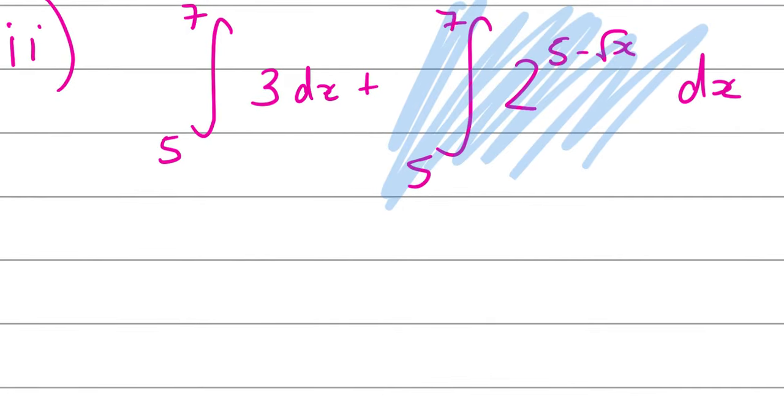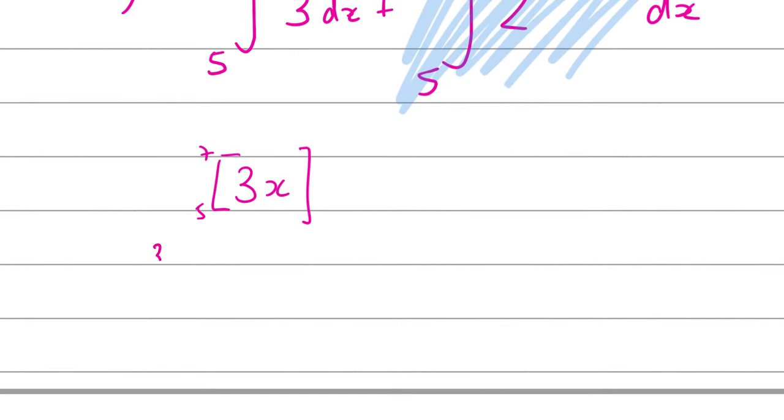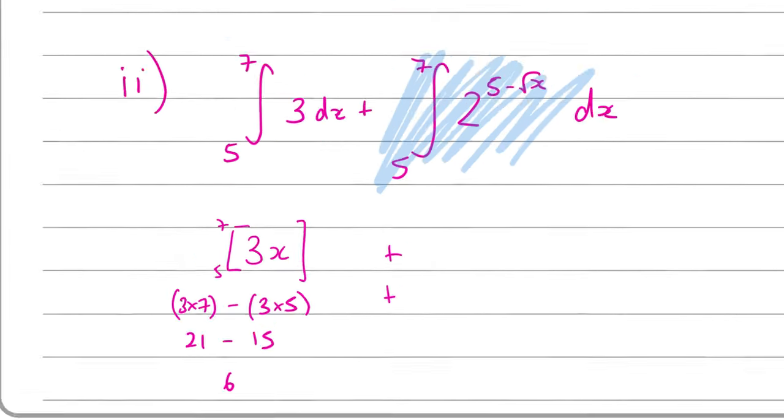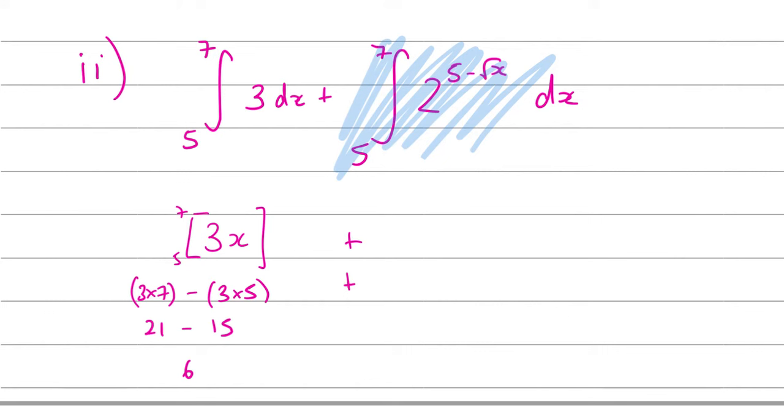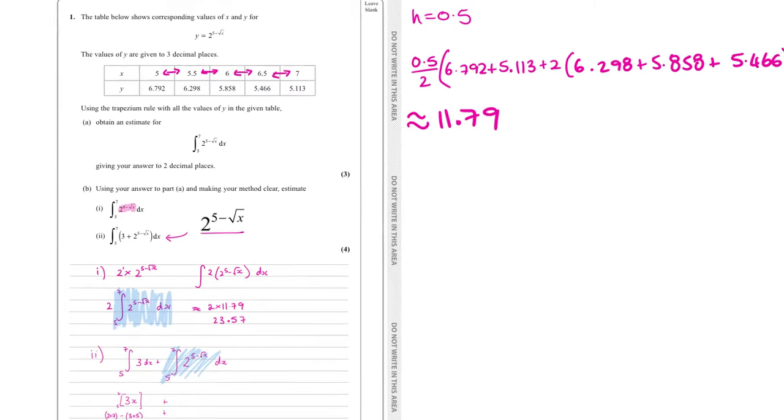Okay, so now we just need to integrate 3 with respect to x. So if we integrate 3, what do we get? 3x. So now, what is 3x between 7 and 5? We're going to have 3 times 7, 21 minus 3 times 5. So 21 minus 15 is 6. Plus the integral of this, which we already know is 11.79. This gives me my total of 17.79. So there we have it. Nice and easy, 7 marks.